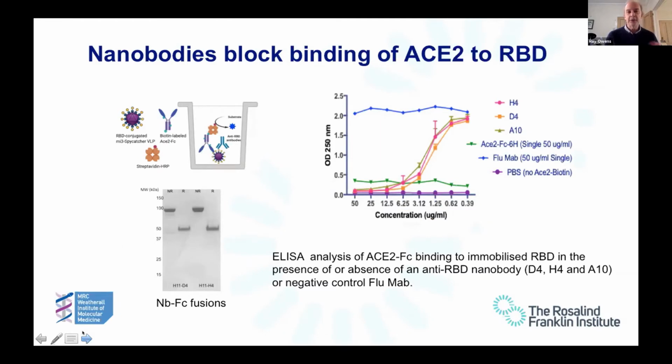This basically turns the thing the other way around, where the RBD, made as a multimer using SpyCatcher technology on a VLP, is the actual antigen, and we're looking to compete out soluble ACE2-Fc, which is labeled with streptavidin. On the graph here, as you increase the concentration, in this case from right to left, you get an inhibition of the interaction between soluble ACE2-Fc and this multimer, which is a sort of mimic, if you will, of the viral surface, because it expresses multiple copies of the RBD construct.